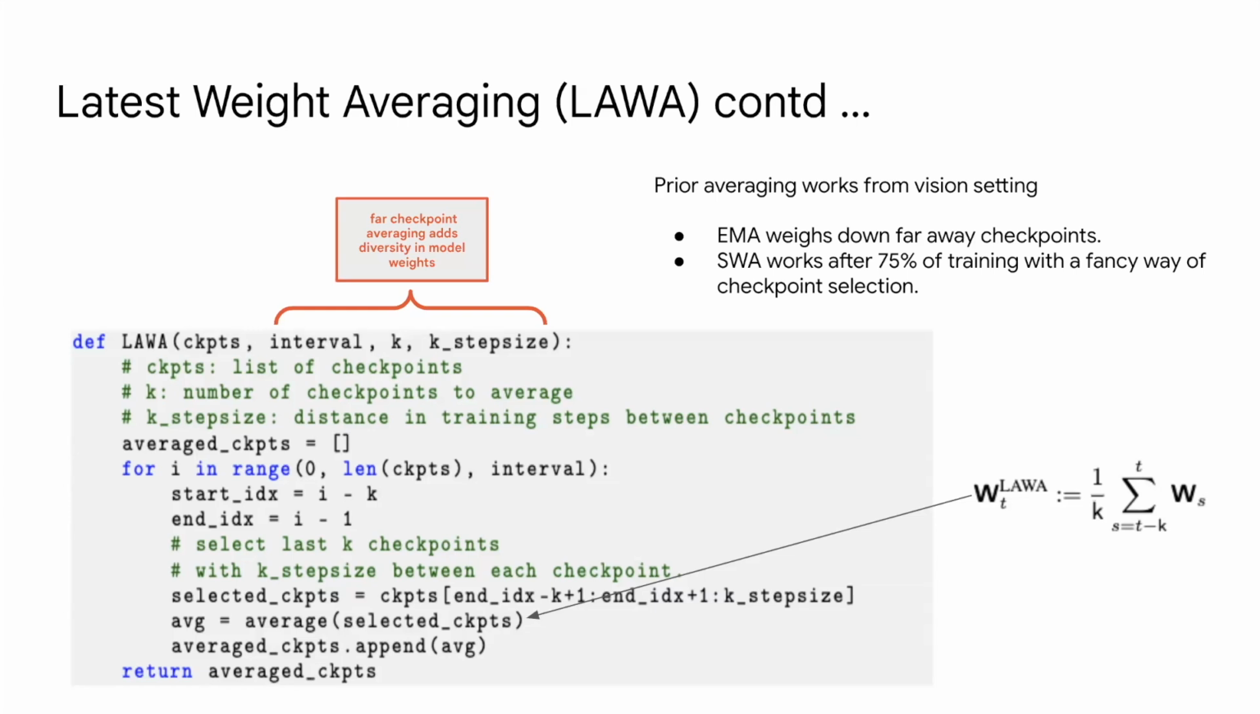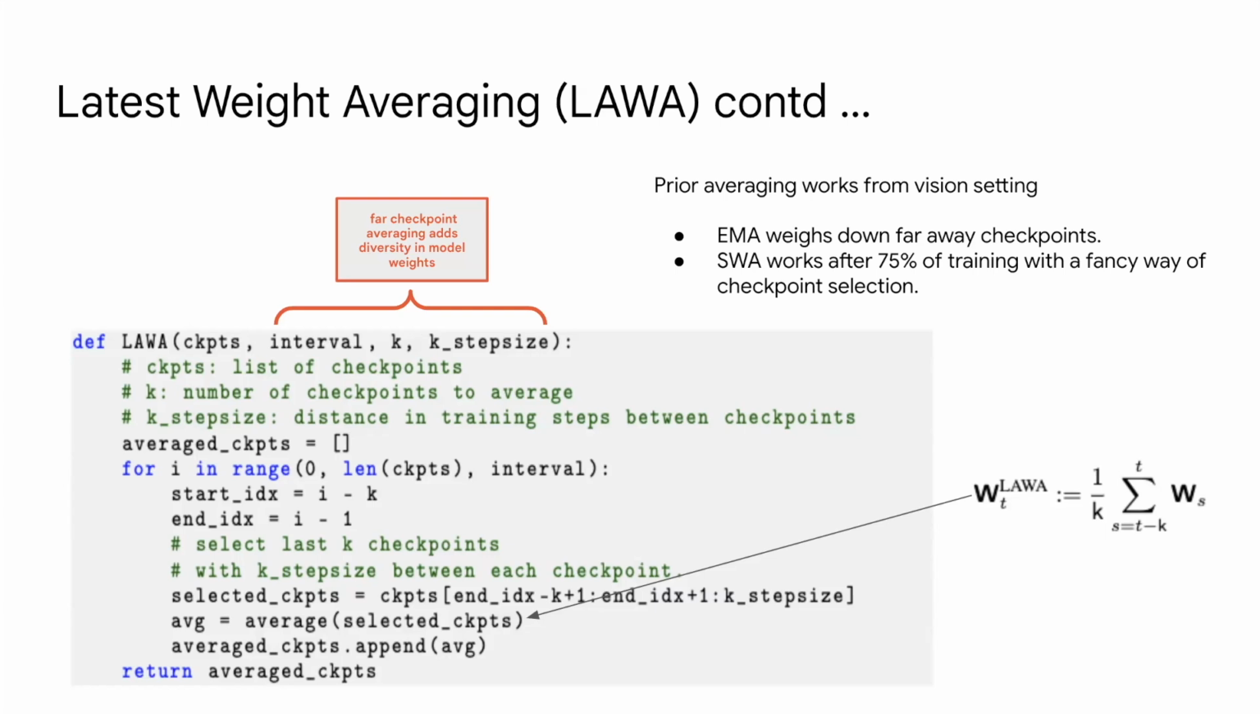We are taking checkpoints which are reasonably far away, so they are not pretty close in their optimization path. Some prior works in averaging: in language modeling, nobody uses any sort of averaging tricks. But in vision, some people have used EMA in the diffusion model. They do EMA weights, which downweigh far away checkpoints. So given you have far away checkpoints, it will downweigh the weight of those while averaging.